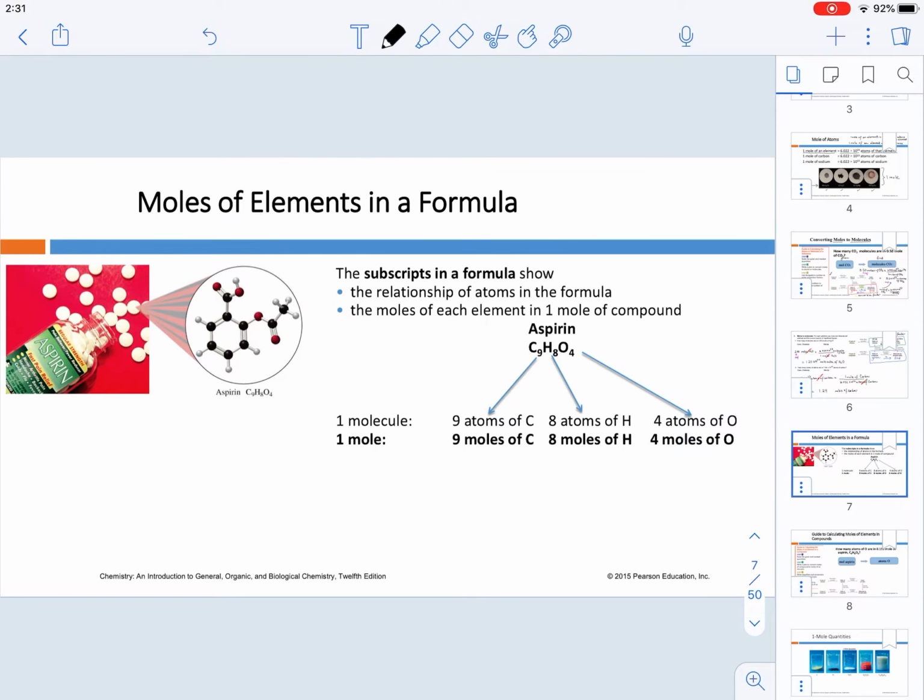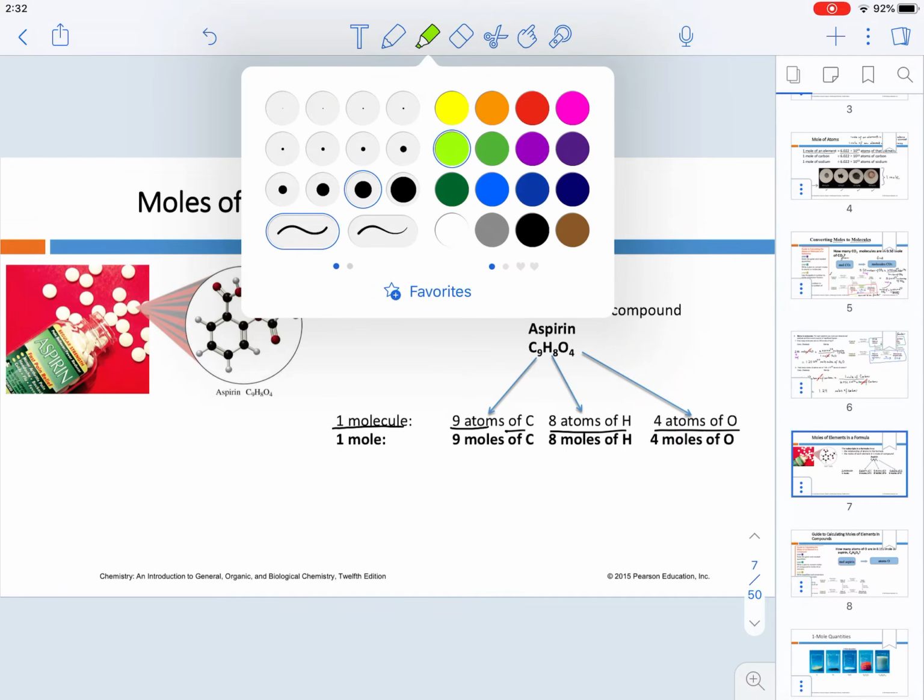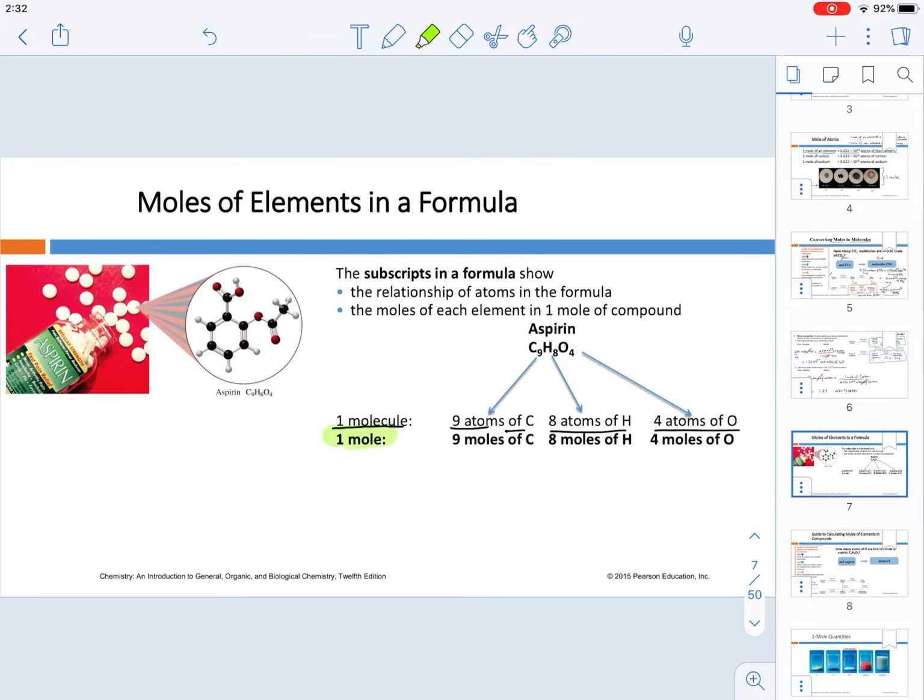The next concept that we need to study is understanding how a chemical formula for a compound can be related to the number of atoms and even the number of moles that we have for each of the elements in that compound. The subscripts of a chemical formula indicate, if I'm talking about one molecule of a compound, how many atoms of each element I have. But what we're going to focus on now is the molar amount, because that's what we're talking about in this chapter.